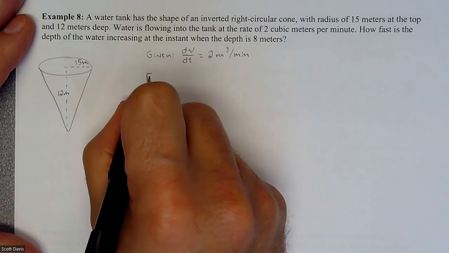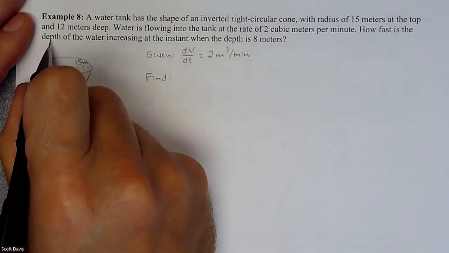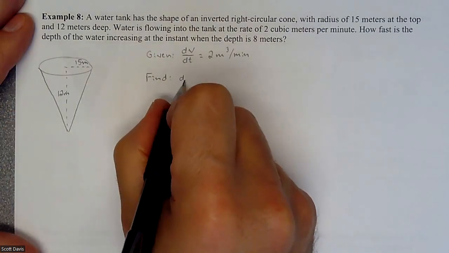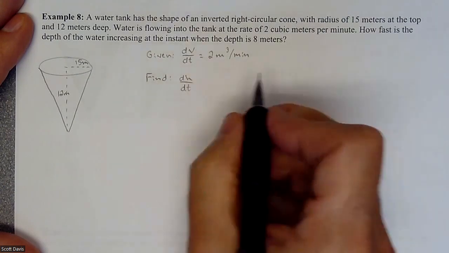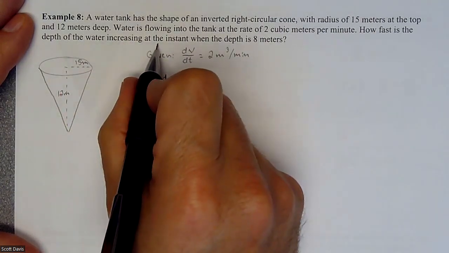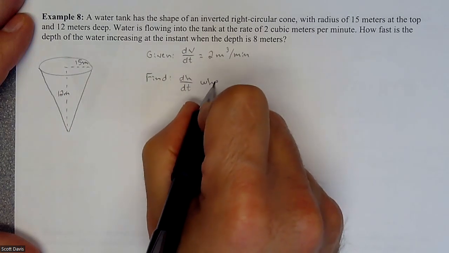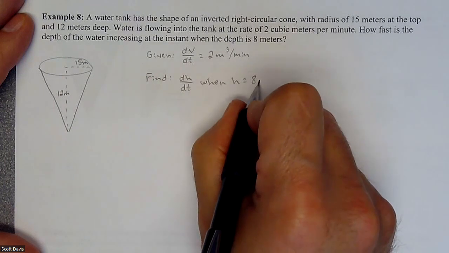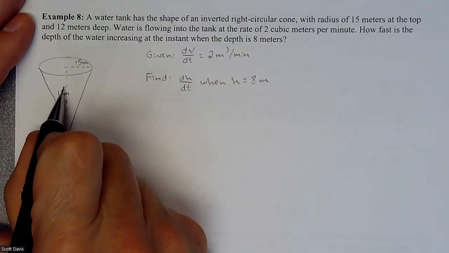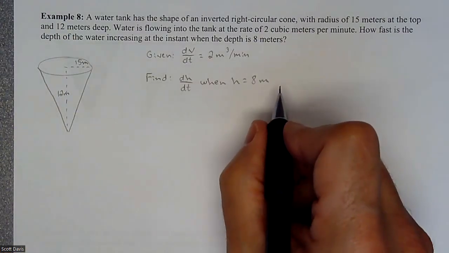And we are trying to find how fast the depth of the water is increasing, so find dh/dt at the instant when the depth is, so when your height equals 8 meters, right? It's 12 meters deep, so we're up towards the top, a certain fraction of the way up.